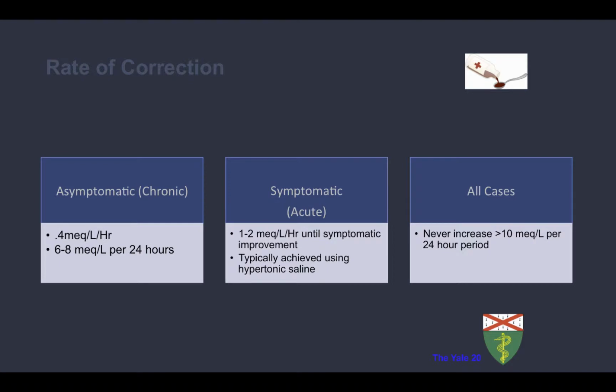So now let's try to precisely quantify the rate at which we want to correct. For asymptomatic, chronic hyponatremia, we want to correct at a rate of about 0.4 milliequivalents per liter per hour, and no more than 6 to 8 milliequivalents per liter over a 24-hour period. For symptomatic or acute hyponatremia, we want to correct at a little faster rate, about 1 to 2 milliequivalents per liter per hour, or until symptoms resolve. And this is typically done using hypertonic saline. But still, in all cases, we want to try not to correct more than 10 milliequivalents per liter over a 24-hour period.